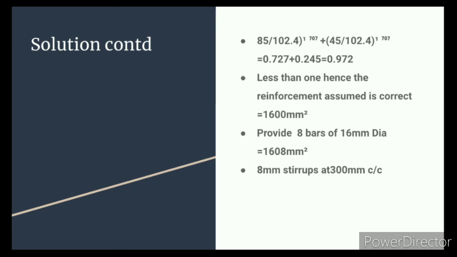1600 mm square. Provide 8 bars of 16 mm diameter, 1608 mm square. 8 mm stirrups at 300 mm center to center.